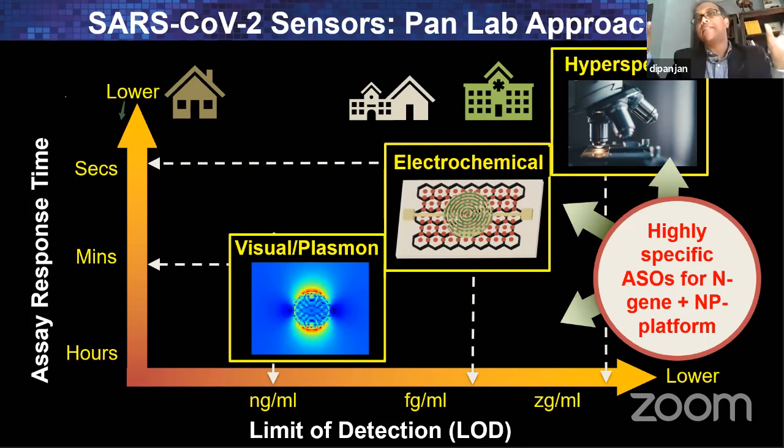All these three techniques are really coming from highly specific antisense oligos for targeting N gene or N protein that is present in the virus, and a highly sensitive nanoparticle platform that has been developed in my lab. So these are three approaches that we were looking at.